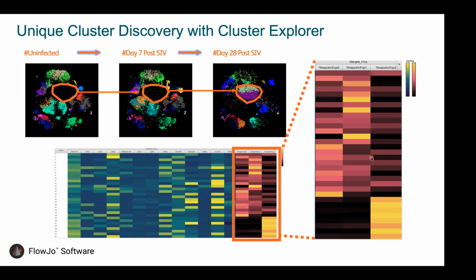So now we can add any kind of information, whether it's as a keyword here on the columns, and we can visualize it as a heat map. We can see, for example, that clusters 27 to 32 are enriched in time point 3. It means that during day 28 post-infection, those appeared as new clusters compared to the other 2 time points. So this way we can identify unique clusters per different time point.